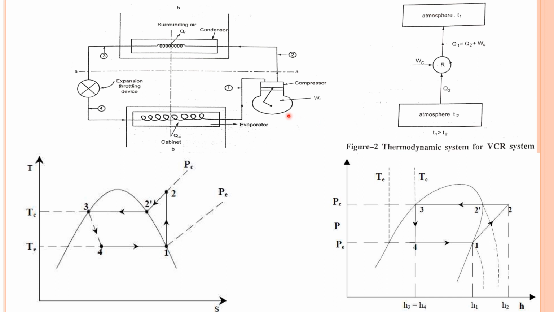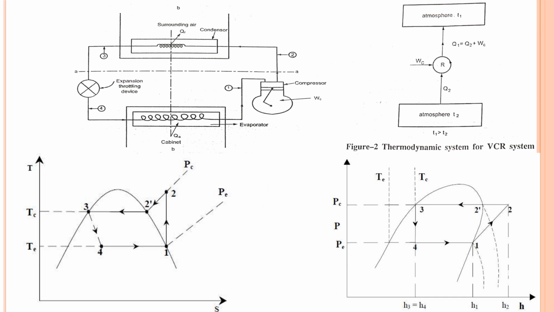Now the question may come in your exam: draw a schematic diagram of simple VCR cycle and represent the same on TS and PH diagram. So just these 3 diagrams you have to draw, that's it. You should not write anything else. Okay, so this is our simple VCR cycle.